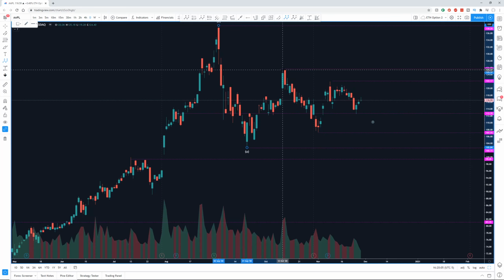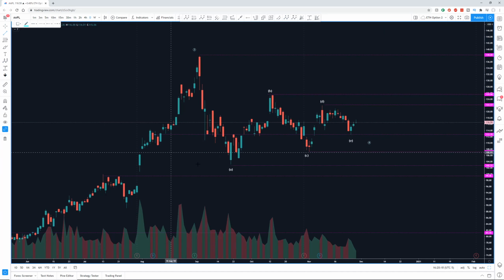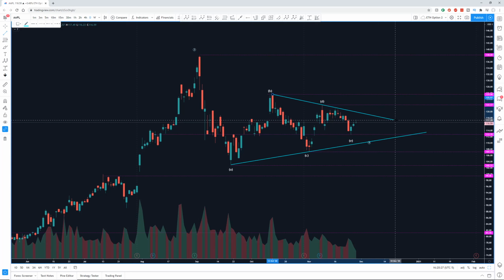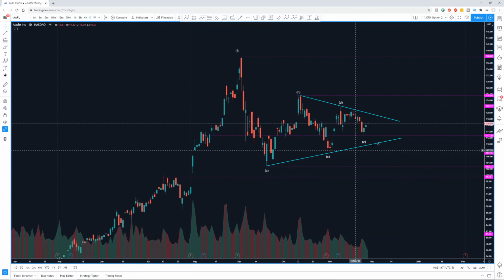I'm going to label this as A, B, C, D, and E. And when we have a triangle in Elliott Wave, we need to connect the A to the C and form a trend line like that, along with the B to the D and form a trend line in here. So you can see that the two lines I've drawn, these blue lines which define the triangle, actually tell us what type of triangle we have. In Elliott Wave, we can either have a contracting triangle where the lines are coming towards each other, or an expanding triangle where the lines are coming away from each other.